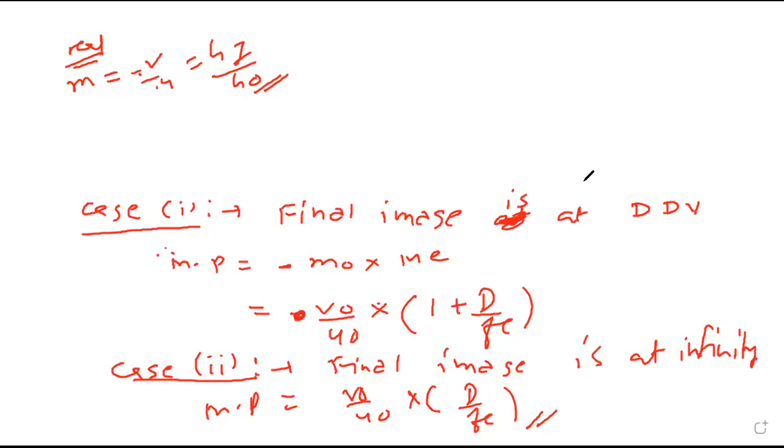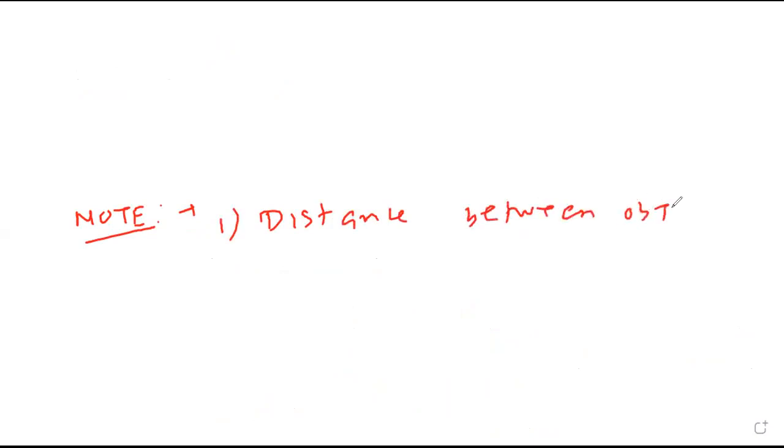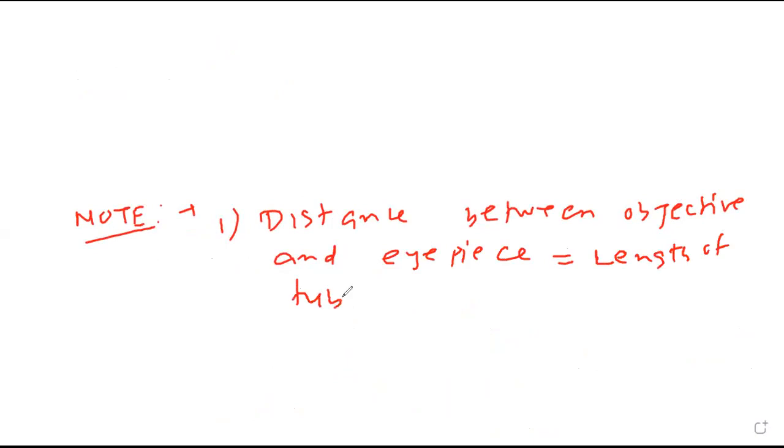Do you have the diagram of a compound microscope in front of you? Can you tell me what is the distance between the objective and eyepiece? Distance between V0 plus UE. Beautiful, correct. Distance between objective and eyepiece is also called length of tube or tube length, L equals V naught plus UE, correct.